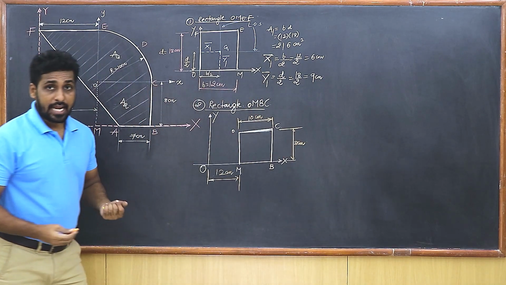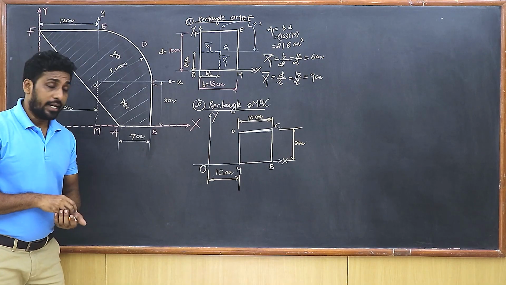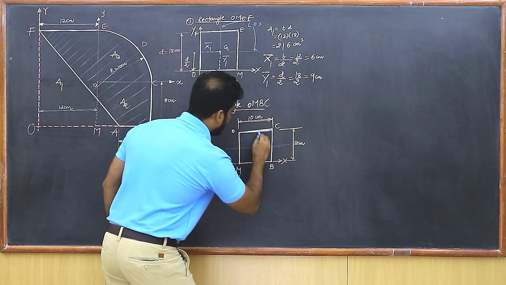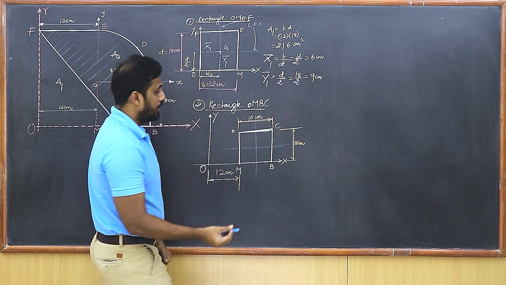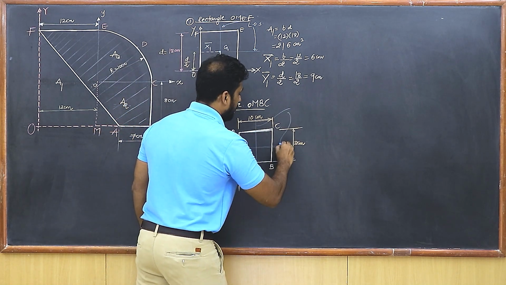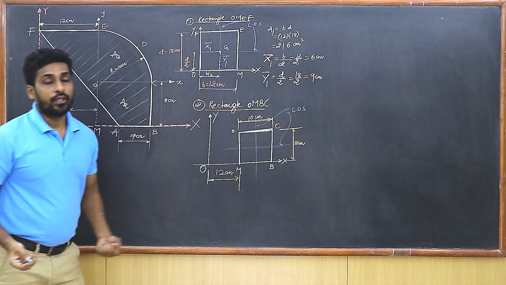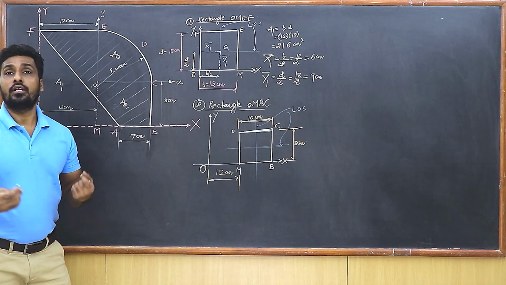Now, again, it's a rectangle, isn't it? If it is a rectangle, again, you will have the lines of symmetry. So let's draw the lines of symmetry. So this is the line of symmetry. This is also the line of symmetry. So let's name them. These two are the lines of symmetry, and I know that the centroid is definitely going to lie on the line of symmetry.